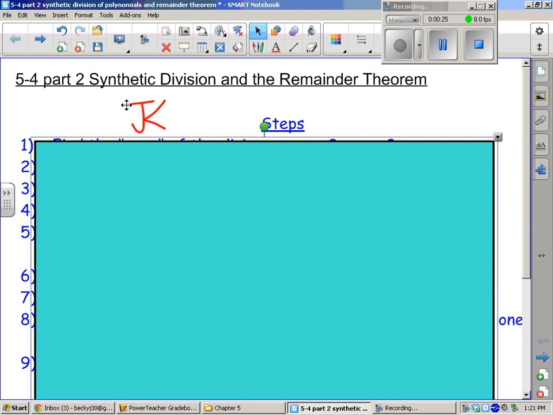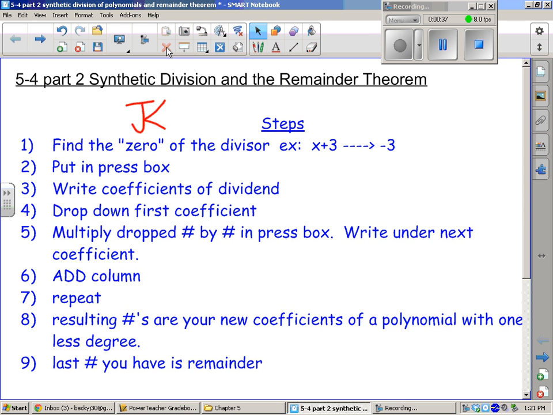So, I'm going to give you a few seconds here to write these down. Just kidding. You might want to hit pause. But here are the steps to synthetic division. You can abbreviate a little bit and just write down what you need. It looks daunting, but you're going to end up really liking this method. I promise.